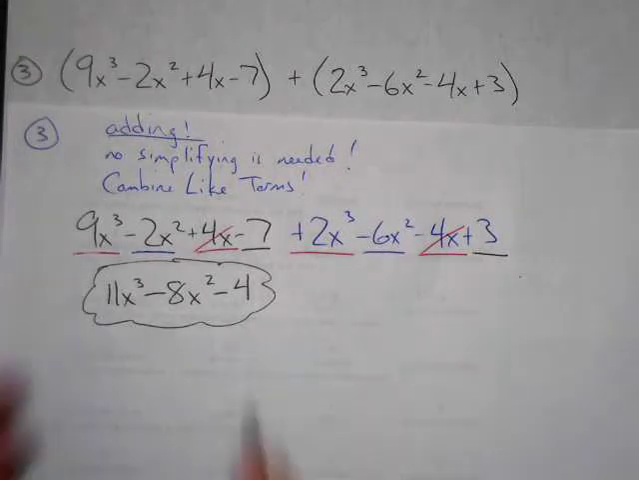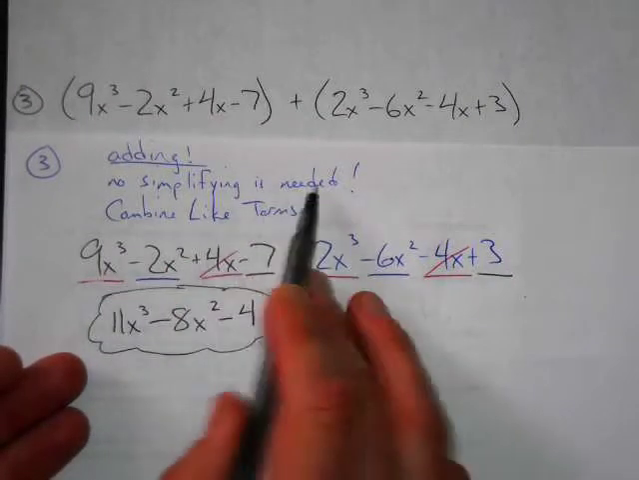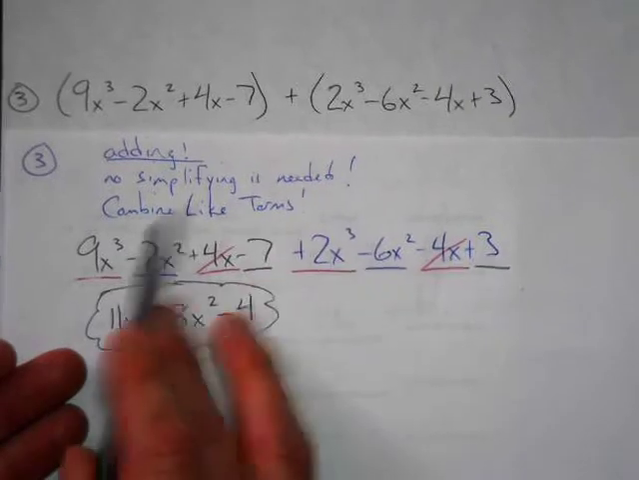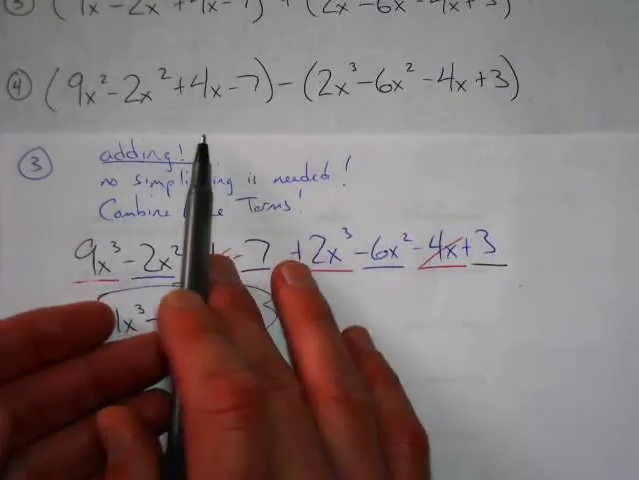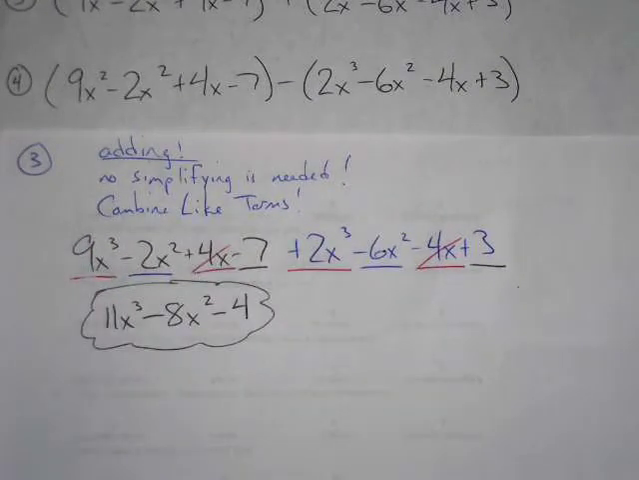So if we're adding, there's no simplifying needed as far as distributive property goes. All we have to do is combine like terms. Now, for number 4, what we're doing is taking these same two polynomials. Now what we're doing is subtracting them.